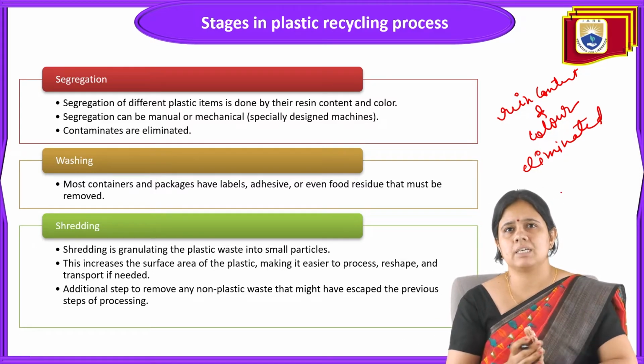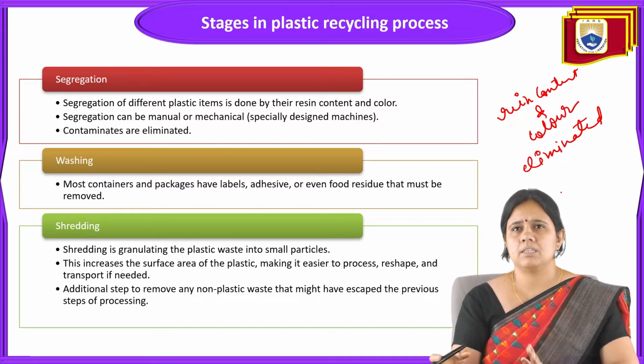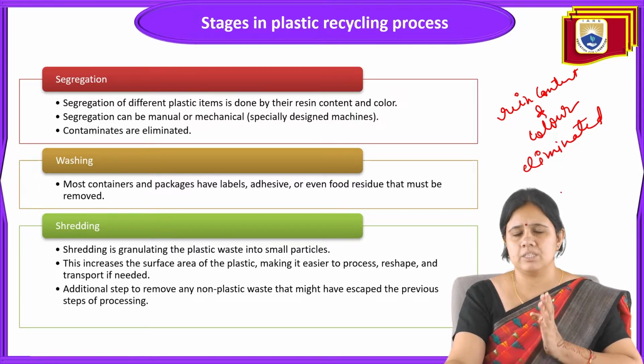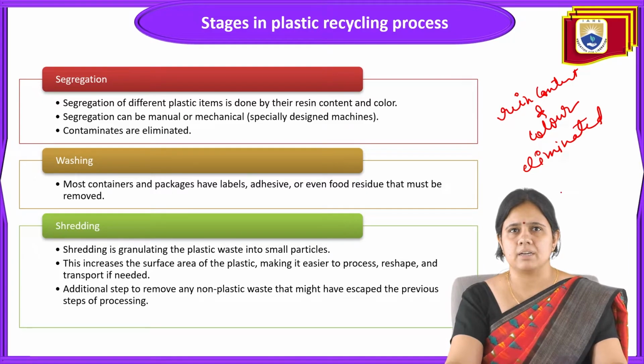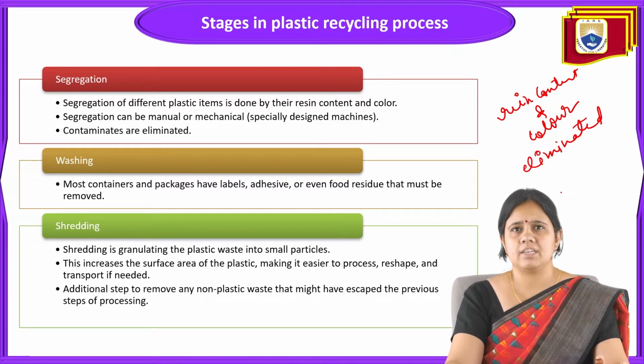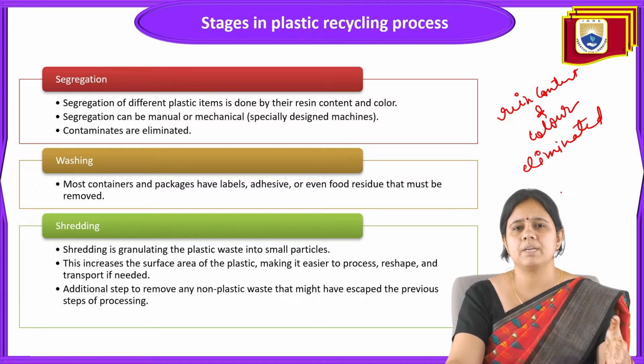Segregation of plastic items is done by the resin contents and color. On the basis of the resin contents and color, plastics can be separated. After segregation, it can be done manually or mechanically. Some specially designed machines are there, and then some contaminants should be eliminated.